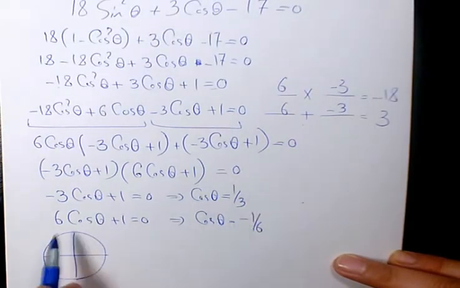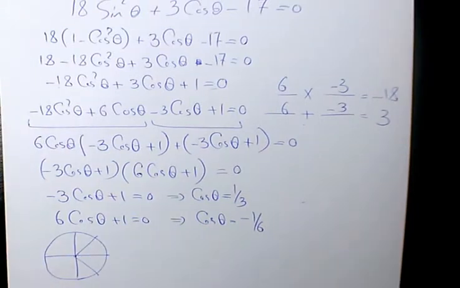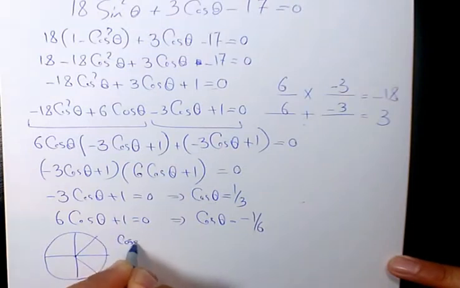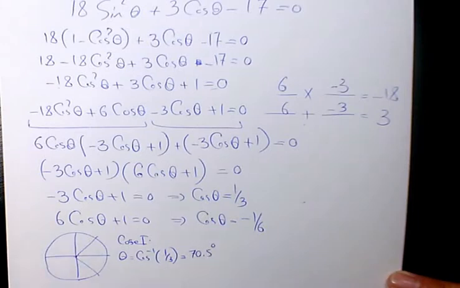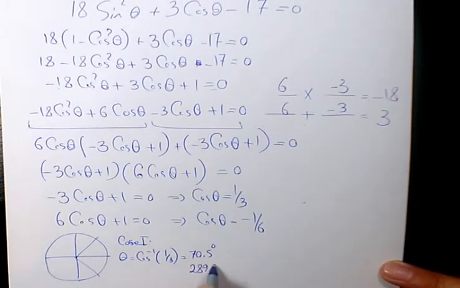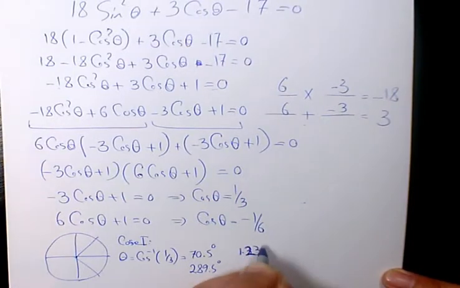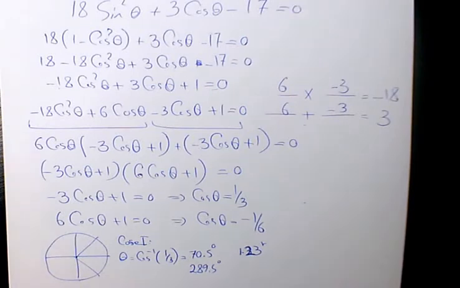Cosine is positive for the first case, so it must be in quadrant 1 and quadrant 4. That's case 1, I need to have theta equals cosine inverse of 1 over 3. That makes it 70.5 degrees, or 360 minus 70.5, which will be 289.5 degrees. If I convert it to radians, that will make it 1.23 radians, and here that will be 5.05 radians. That's for the first case.